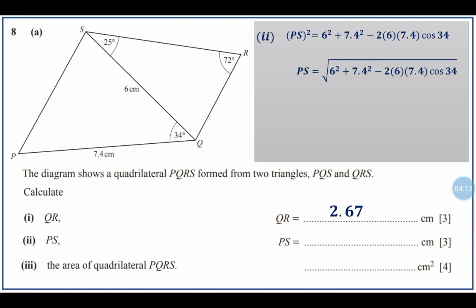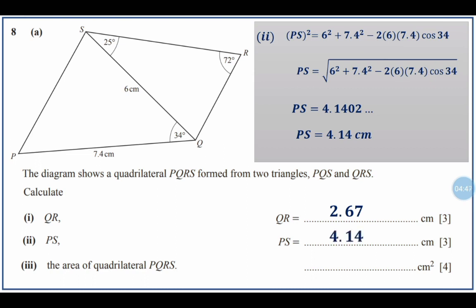So PS is equivalent now to square root of 6 squared plus 7.4 squared minus 2 times 6 times 7.4 times cosine 34. Just plug it in into your calculator, you will get 4.1402. But of course you have to write your answer into 3 significant figures, so PS is equivalent to 4.14 centimeter. As easy as that, you will get 3 marks.